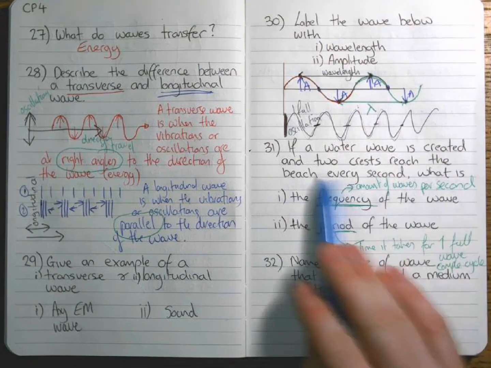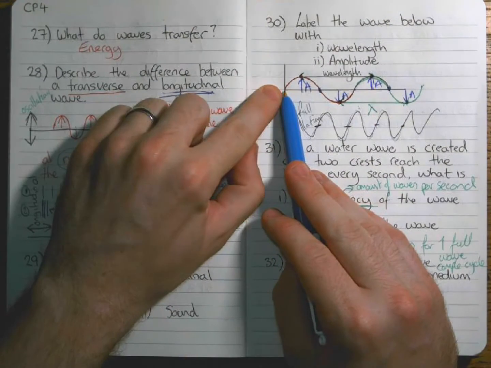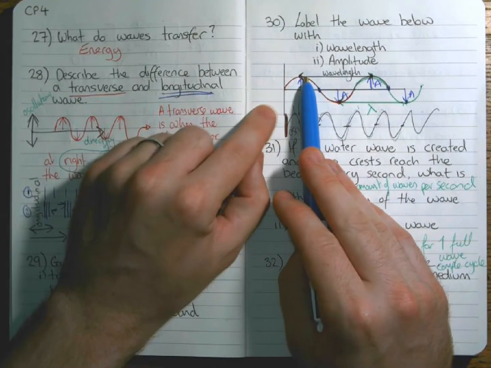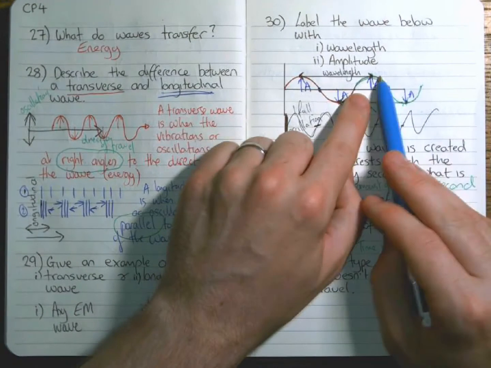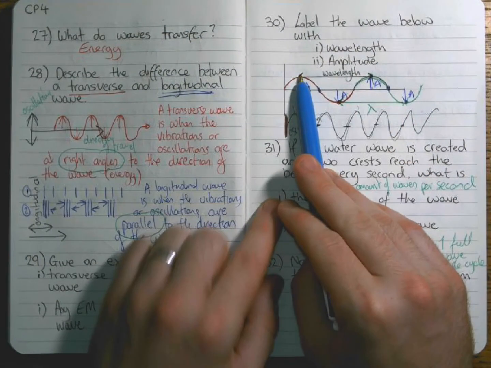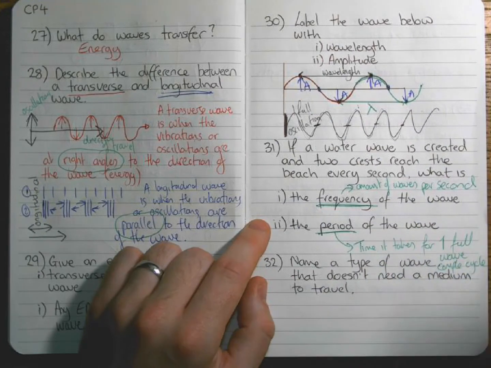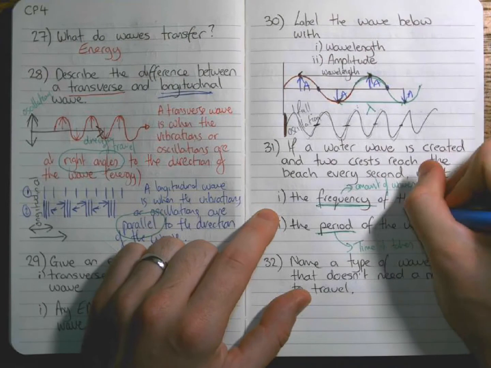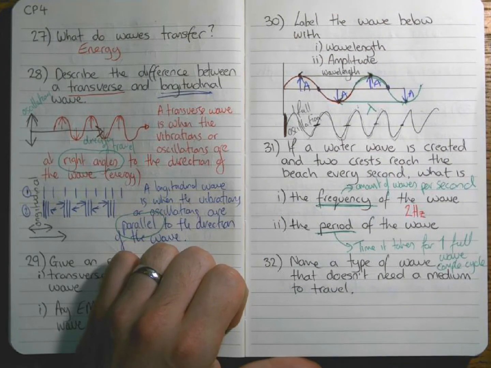In this question, it says 2 crests reach the beach every second. So if we start the timer when this first wave goes past, so as it travels, we start the timer, then 1 crest goes by, and then another crest goes by. That means that 2 full wave cycles have happened. So the frequency would be 2, and the unit for frequency is hertz.